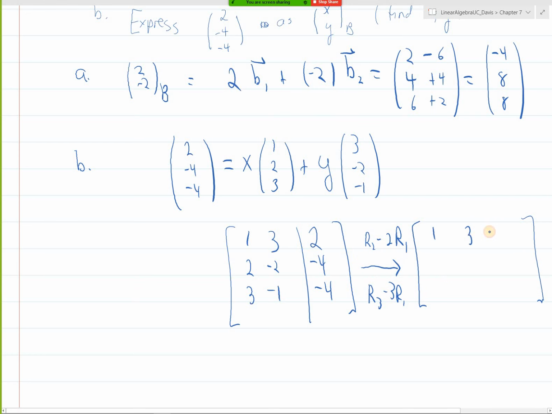So here we still have 1, 3, 2. This one here becomes 0, 0, and then 2, okay, so 6. So it's a negative 2 minus 6, which would be negative 8. Right. Then this one, negative 4 minus 4, which would be negative 8.